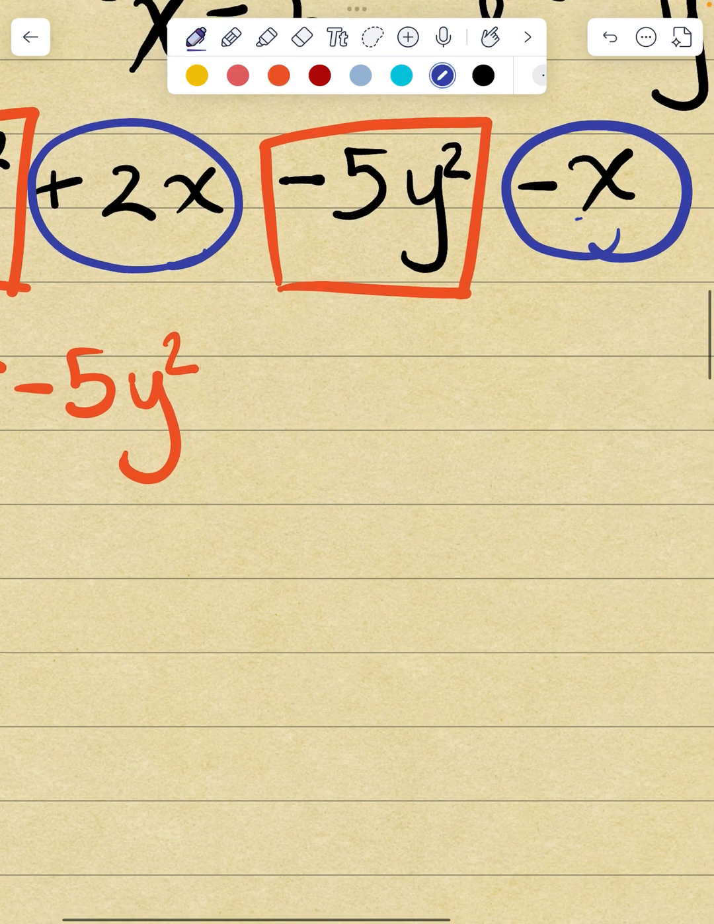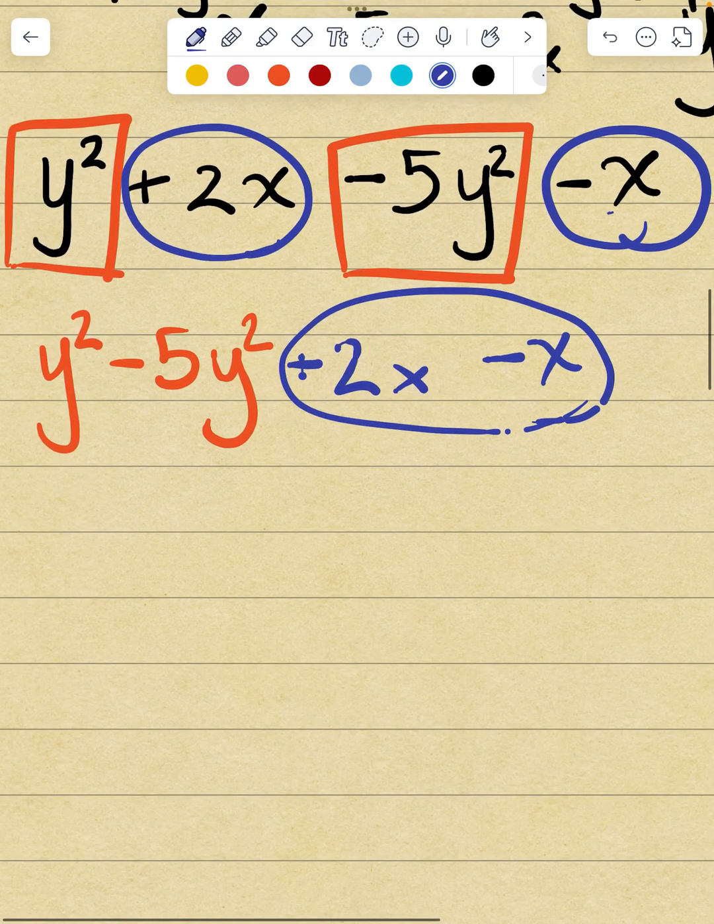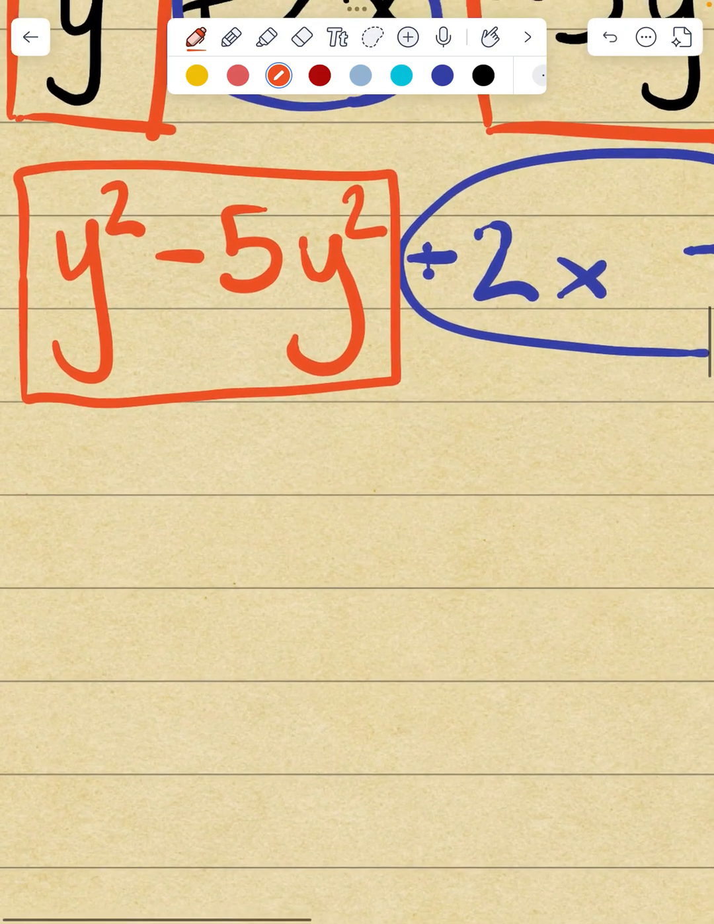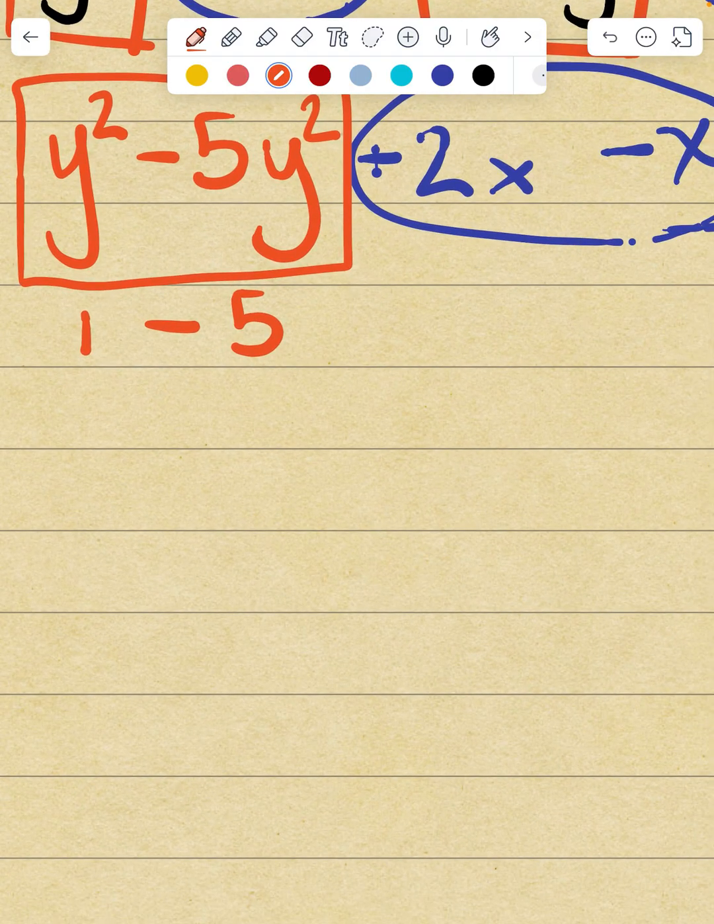And then now I'm going to go to my x's, so plus 2x minus x. Okay, and I'm going to circle that and box this one in. Okay. Now I'm going to do y squared minus 5y squared. Now my coefficient for the minus 5y squared is 5. That means I have minus 5 of y squared. But the one in the front actually doesn't have a number. So I know it's an invisible 1 minus 5. So we're going to have 1 minus 5.